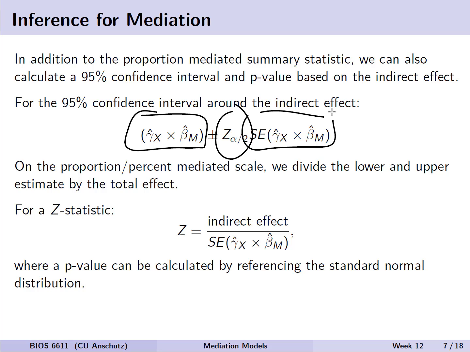And then if we're interested in showing this on the proportion or percent mediated scale, we'll see this in an example later, but we just simply divide this estimate by the total effect. Then if we're interested in getting a test statistic and a p-value, again assuming approximate or asymptotic normality, we can calculate a z statistic as the indirect effect divided by its standard error estimate, and a p-value can then be derived based on this value for the z statistic by referencing the standard normal distribution.